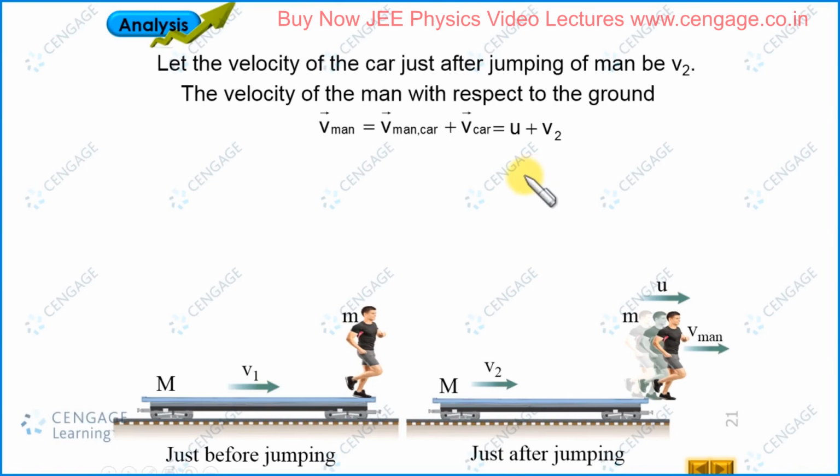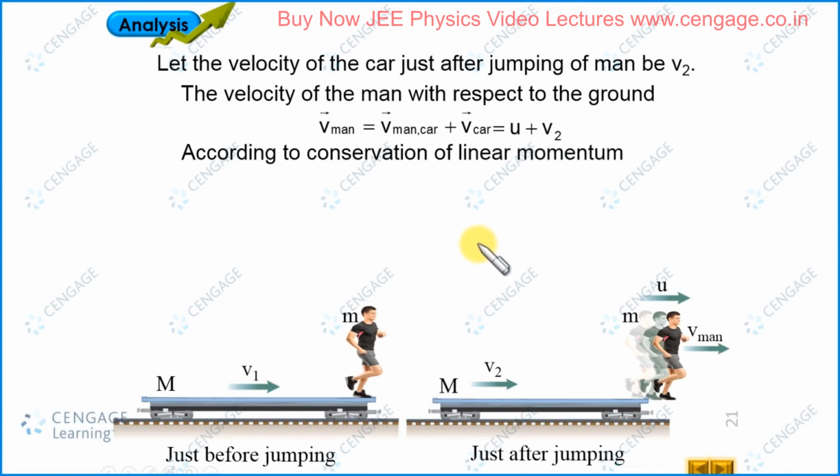Okay, now let us conserve the linear momentum. The initial linear momentum of the system is (capital M plus small m) multiplied by v1, and the final linear momentum includes the linear momentum of the railroad car, equal to capital M multiplied by v2, plus the linear momentum of the man, equal to small m multiplied by (u plus v2).